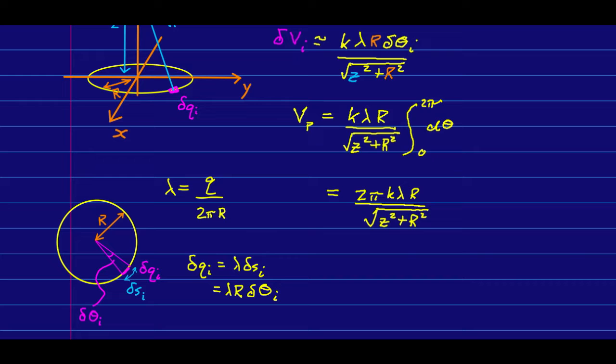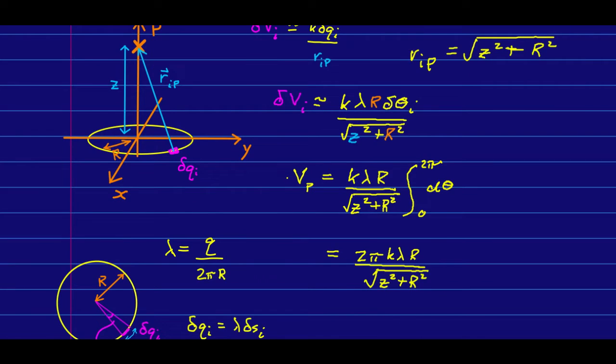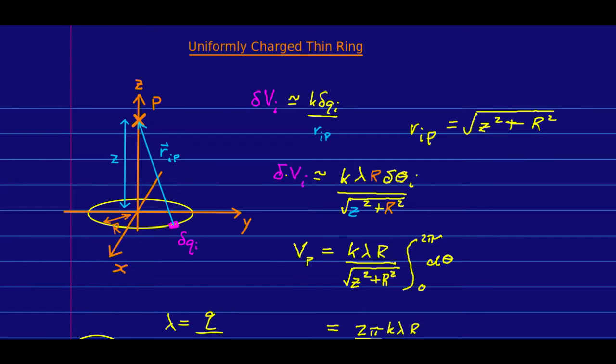I could now go through the very long process of using this to get the potential due to a disk, and then let r go to infinity and get the potential due to a plane. But in the next video lecture, we're going to see a much easier way to do that.